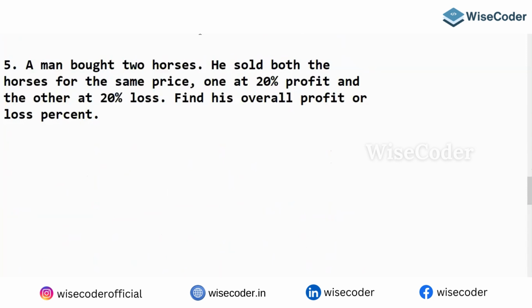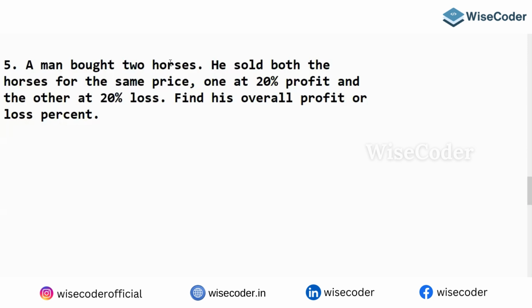A man bought two horses. He sold both horses at the same price. One at 20% profit and the other at 20% loss. Find his overall profit or loss percentage.